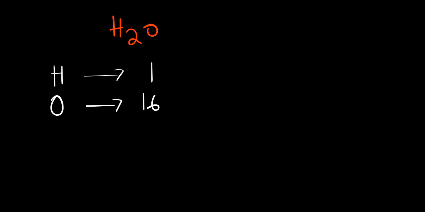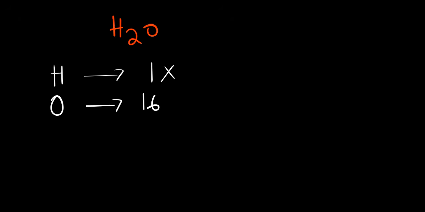For water, what would be its molar mass? So hydrogen has a mass of 1, oxygen has a mass of 16. Now look at our calculations here. We've got 2 hydrogens, okay? So in this case, I'm going to multiply the first one by 2.